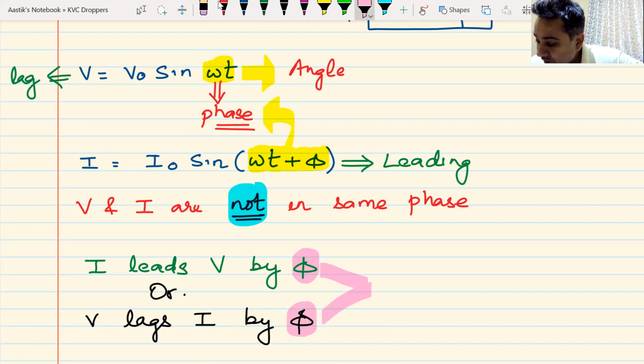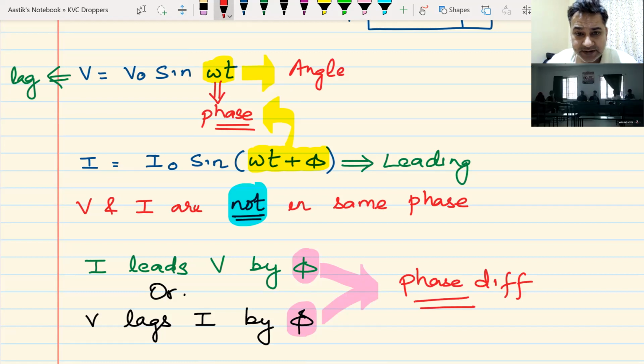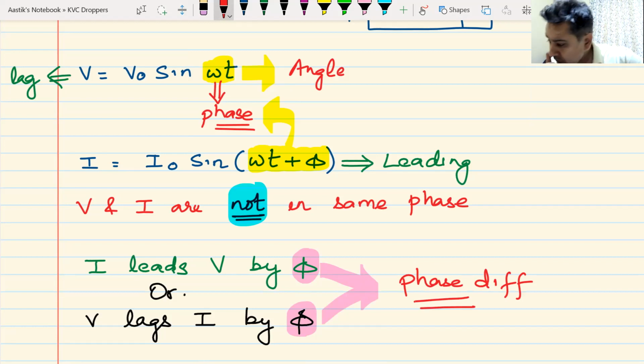This phi, with which they lead or lag, is known as phase difference. That was the entire thing that we wanted to understand. Phase difference. Who is leading, who is lagging? I hope everyone is clear with this. Can I have some raised hands from everyone in the class? I'll give you a minute, 2 minutes. Completed? Everyone completed?